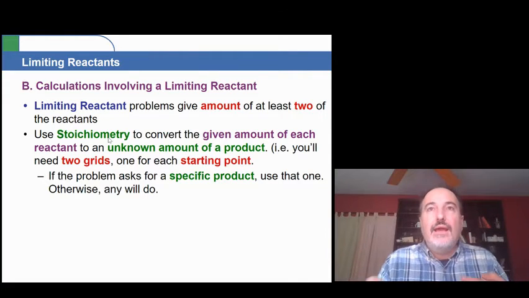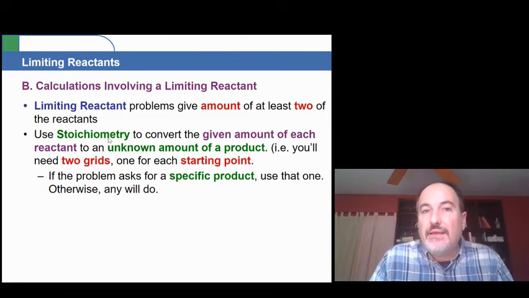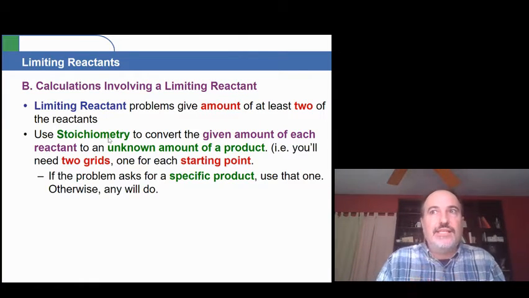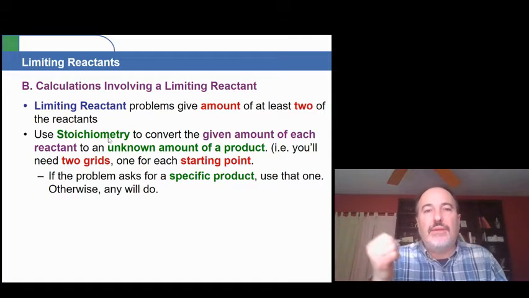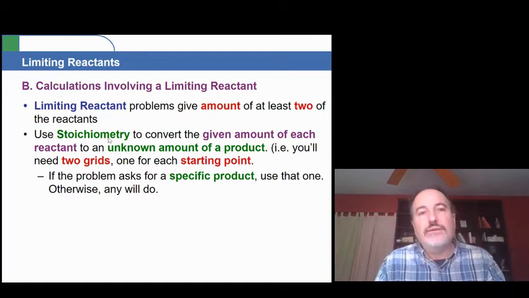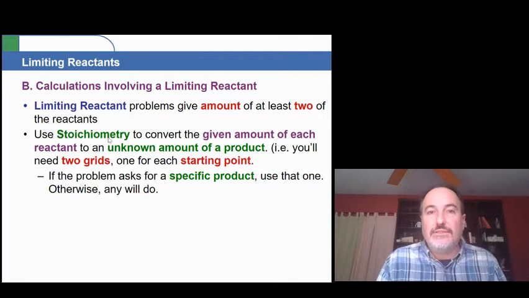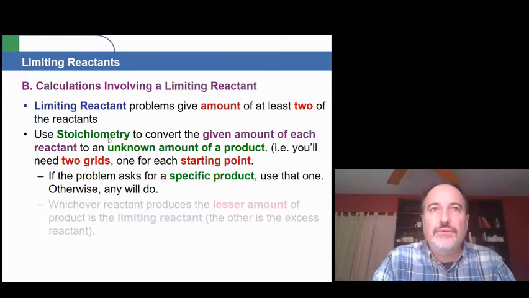It's just like when we did how many bicycles can you make? Well, if I look at just the seats, I can make 9 bicycles. If I look at the tires, I can make 7 bicycles. Which one is the correct answer? The lesser of the 2.